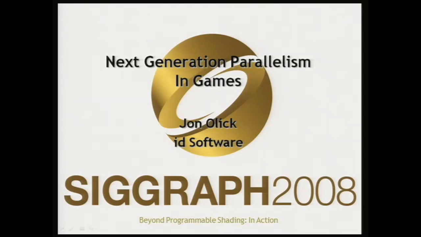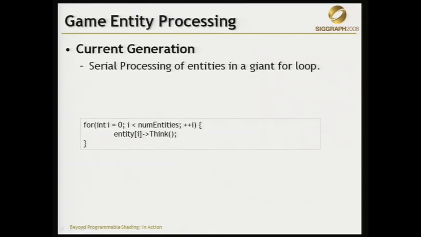So in the next generation, and even in the current generation, entity processing is by far the most sequential part of the game code. Typical code involves processing each entity one at a time. A next generation engine, however, should plan for parallelism.